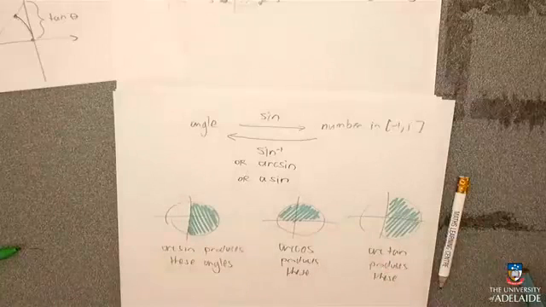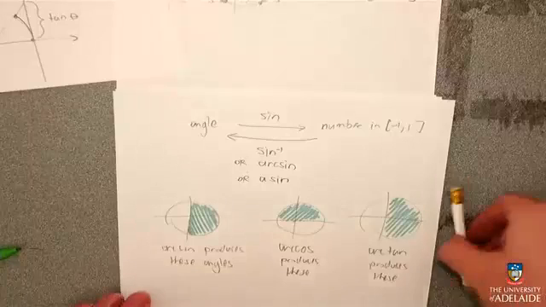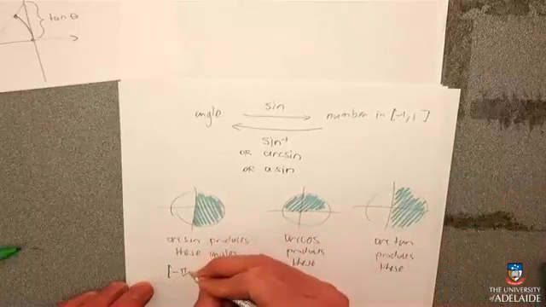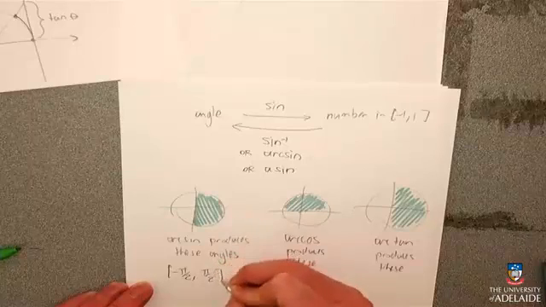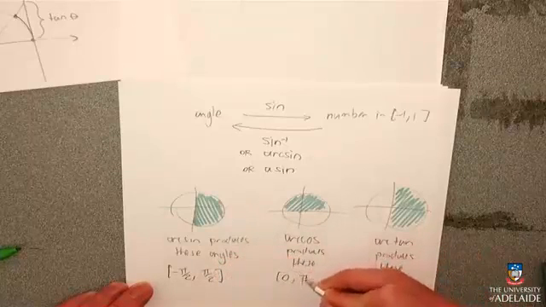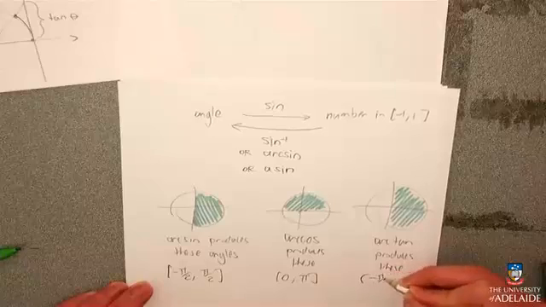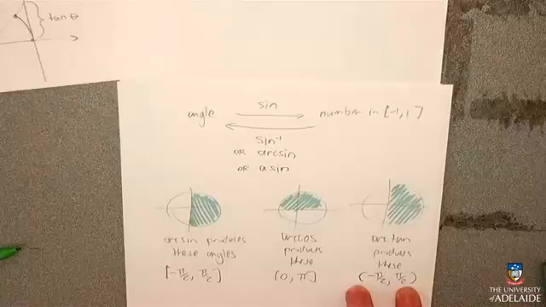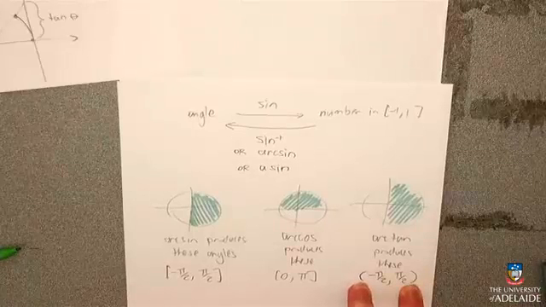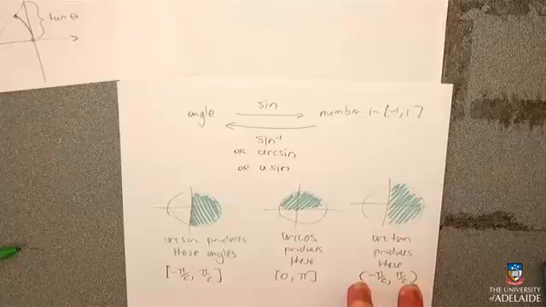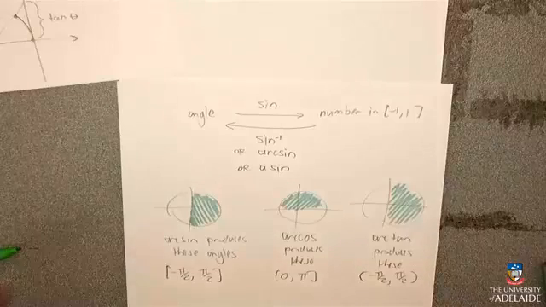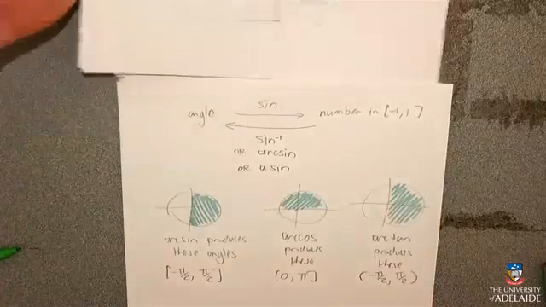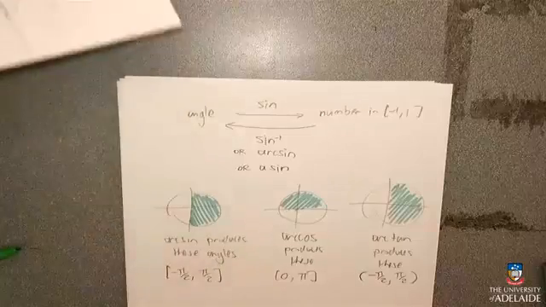But there you go. So it only produces these angles. This one's between minus pi on 2 and plus pi on 2. This one's between 0 and pi. This one's between minus pi on 2 and plus pi on 2. And note carefully that I have got round brackets here to say that the pi on 2s aren't included, because you can't do tan of pi on 2. And so arc tan can't produce a pi on 2.